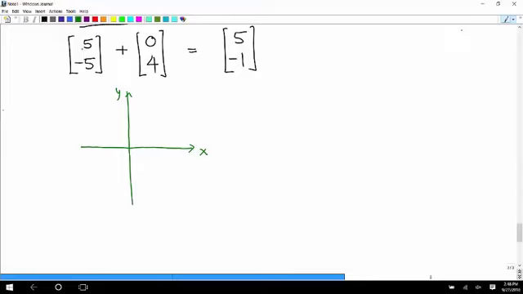So first, this vector 5, -5. That's 1, 2, 3, 4, 5, 1, 2, 3, 4, 5. Okay, so this 5, -5, we go in the positive x direction 5, then the negative y direction 5, and so we're right at this point here. And that's the location of the head of the vector when the tail is at the origin. Our first vector looks like that.